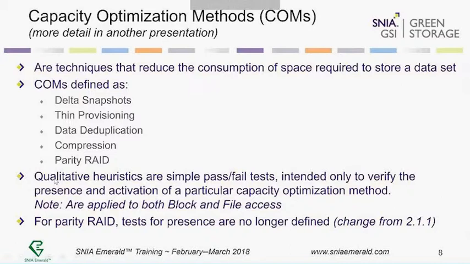In the Emerald spec, we define simply qualitative heuristics. They're simple pass-fail tests, intended to verify the existence, the presence and activation of that particular comm. And they are applied to both block and now file access in a similar fashion.